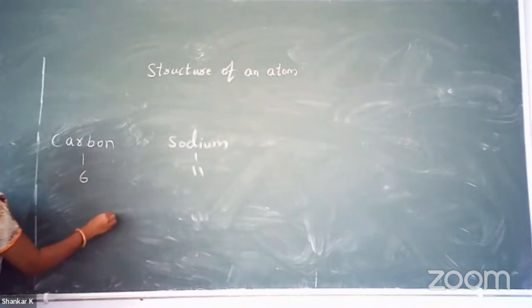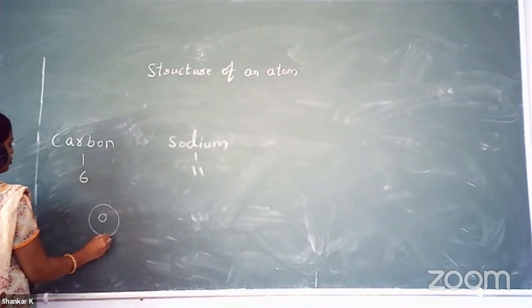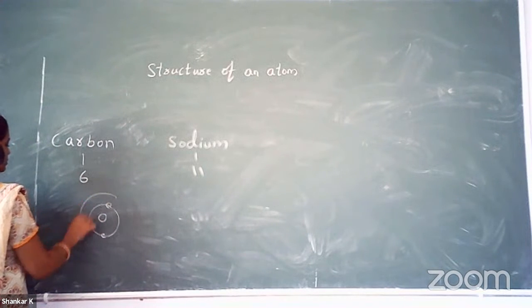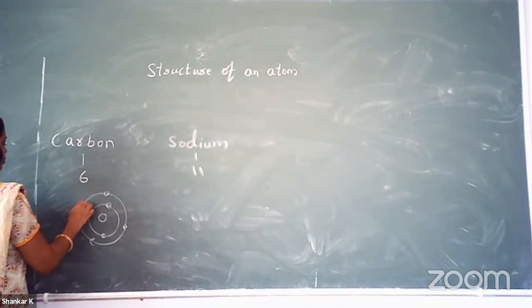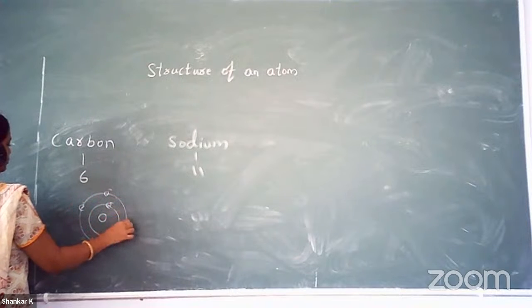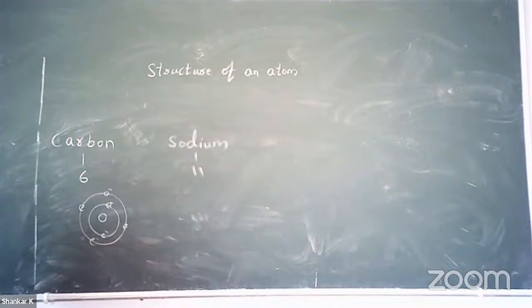This is a nucleus. These are the cells. First cell, how many electrons would be there? 2 electrons. Second cell, how many? 4 electrons. This is how we distribute the electrons in carbon.